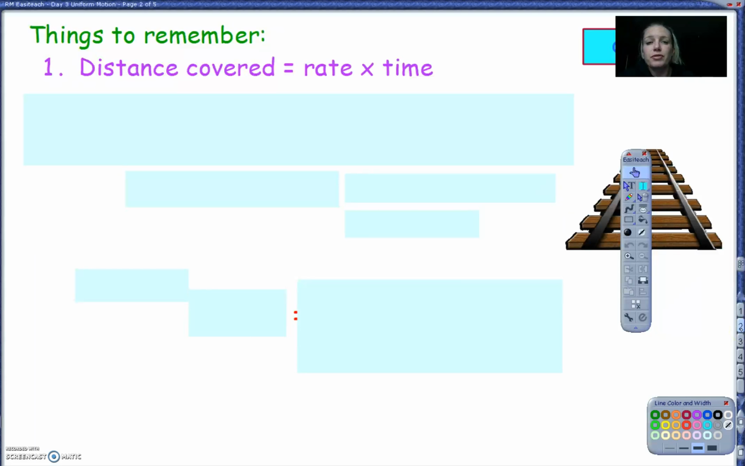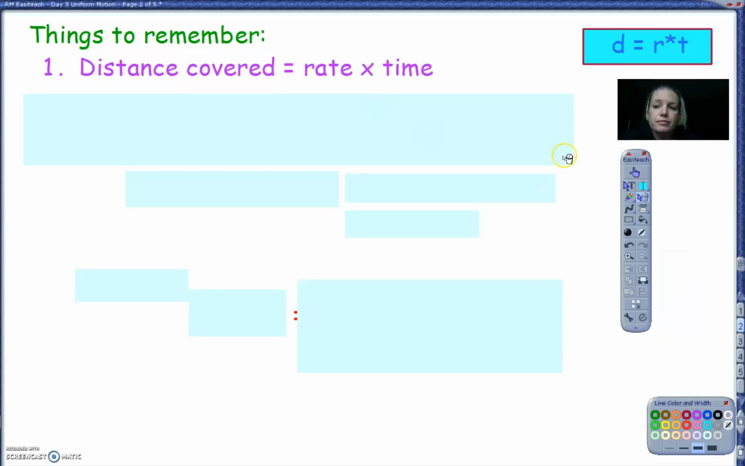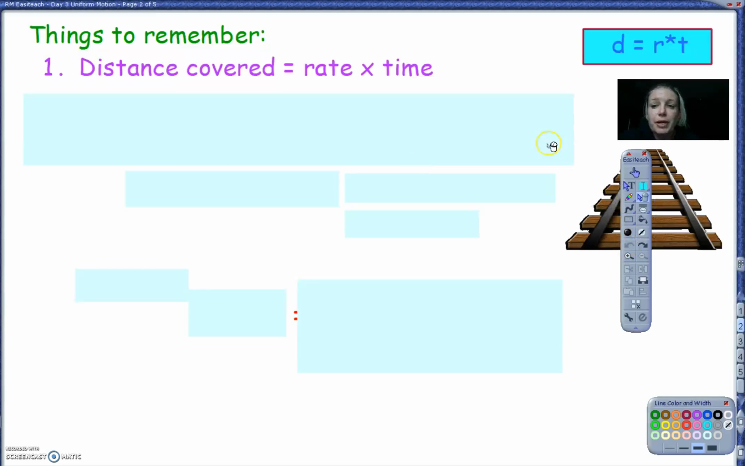Before I talk to you about those 3 types of problems, we have to remember the distance formula. So here, I know my recording is in the way. There we go. So the distance formula, or distance covered, equals rate times time. D equals RT. What did I just get rid of? There we go. Sorry, my picture.